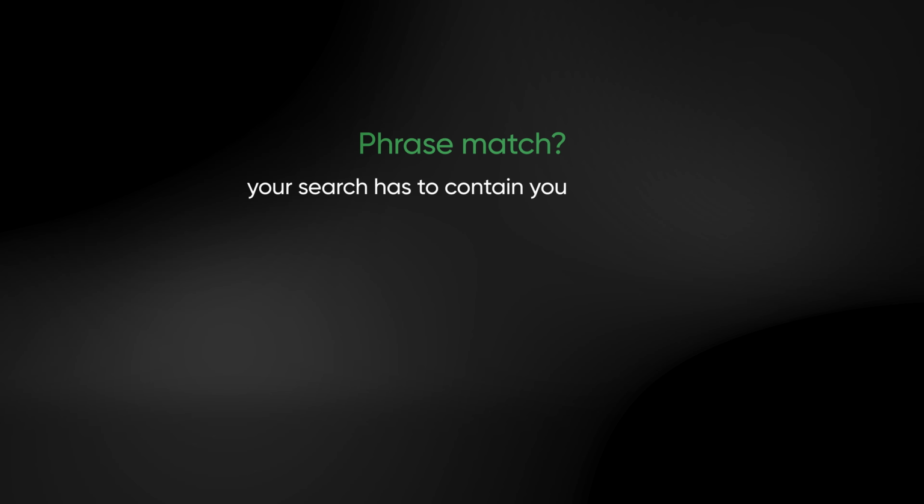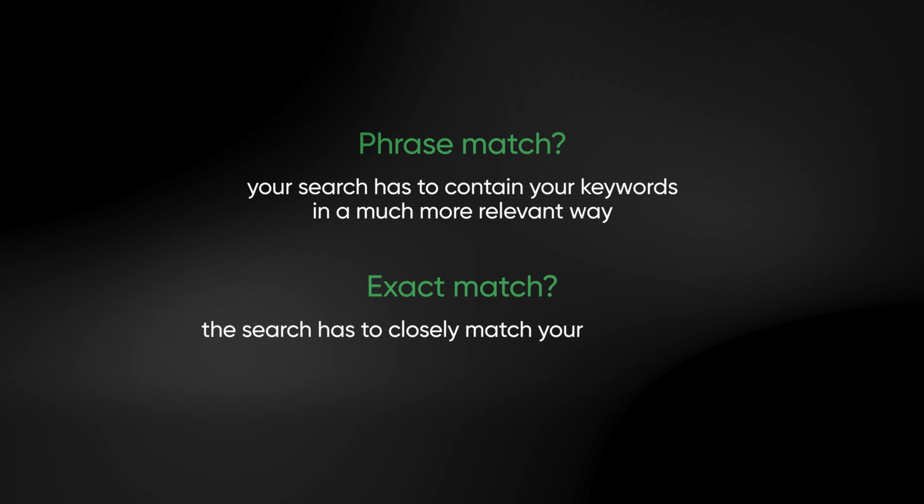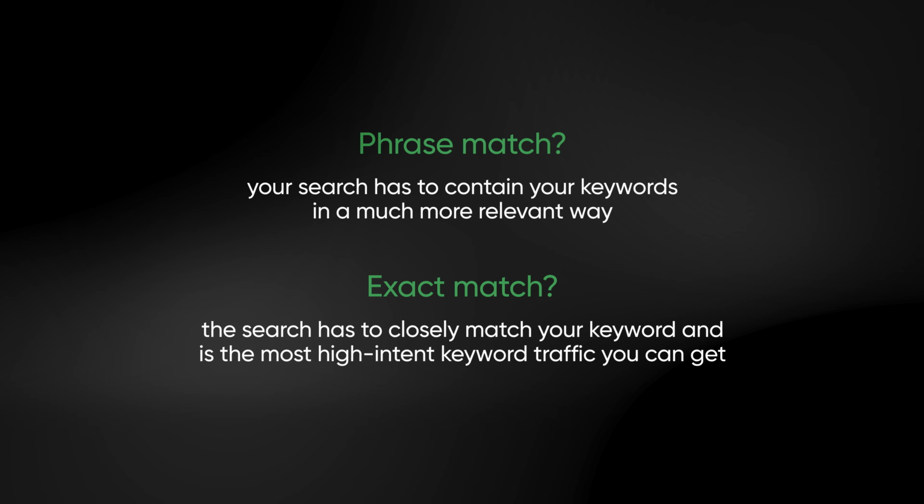On a small budget, use phrase and exact match only. Phrase match means that your search has to contain your keywords in a much more relevant way. Exact match means that the search has to closely match your keyword and is the most high intent keyword traffic you can get. Both of these keep your spend focused on people who are actually looking for what you have to sell, not people Google thinks might be interested if you squint hard enough.